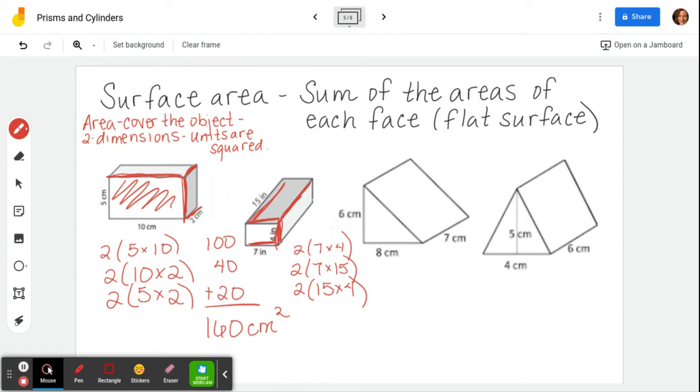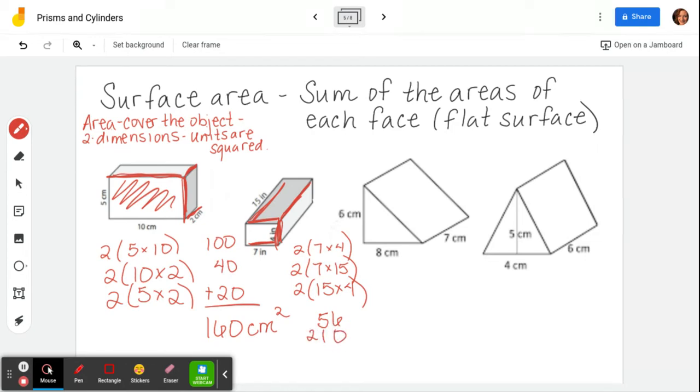7 times 4 would be 28. 2 of those is 56. I'm going to go out of order on the next one. Instead of doing 2 times whatever 7 times 15 is, I know 2 times 15 is 30. 30 times 7 would be 210.